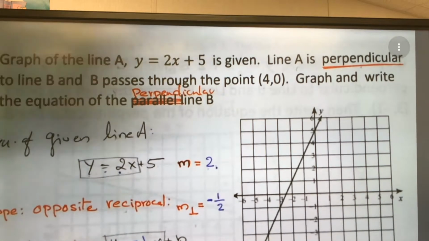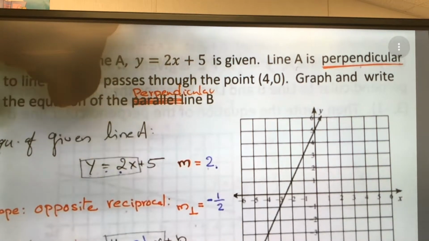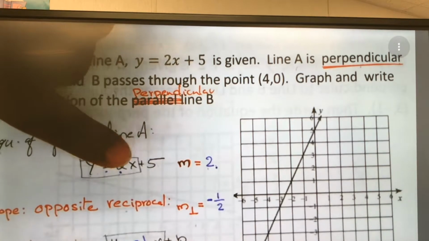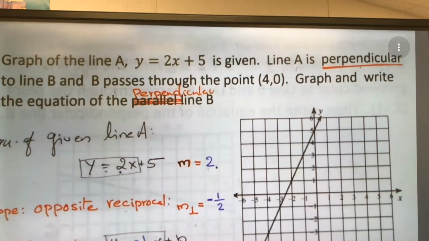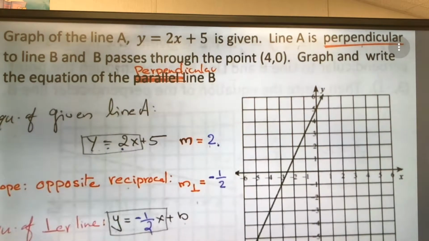So you look at here, y is equal to, the slope is 2 for my given line. The slope of my perpendicular line is the opposite reciprocal of that 2, x plus b. The y-intercept will be different. So I don't know what the y-intercept is. So I can identify the y-intercept of the line two different ways.